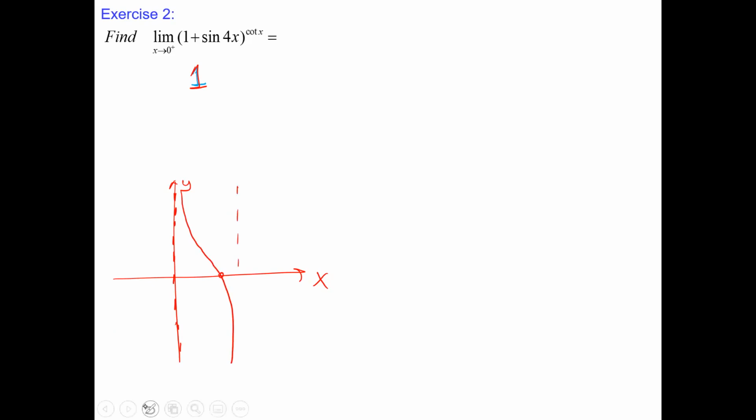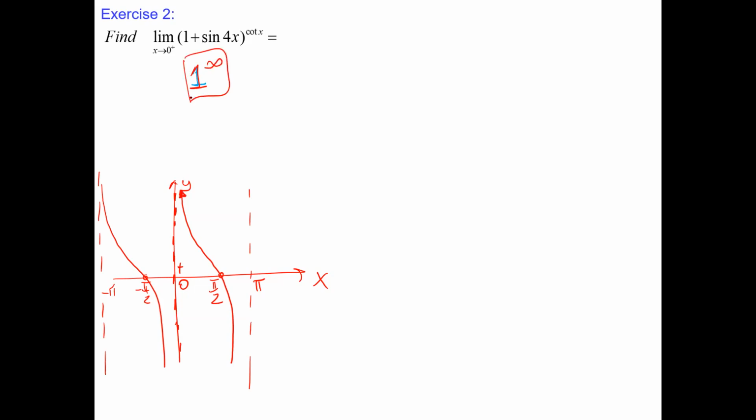Oh, a little bit too close. That's from the right-hand side. This is 0, this is pi, and that's pi over 2, negative pi over 2, negative pi will be the asymptote. That means at 0 from the right-hand side, the function goes up, and we have positive infinity.